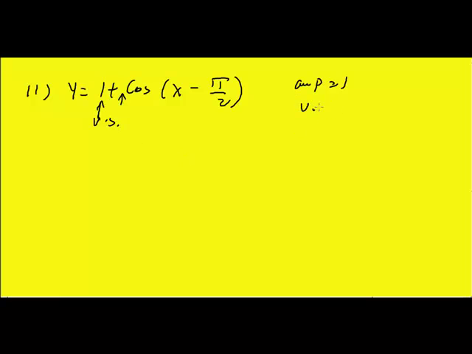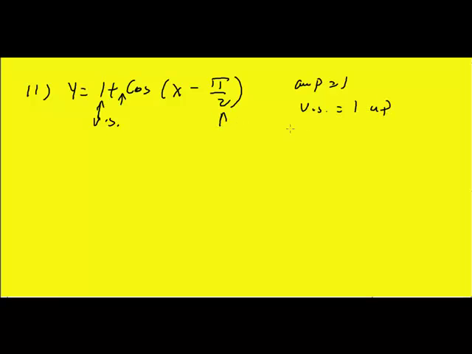Alright. 11. Number 11, I have y is equal to 1 plus cosine of x minus pi over 2. Okay, this is a cosine function that has an amplitude of 1, because there's 1 right here. But that's really the vertical shift right there. They just put it out in the front. Okay, so you have a vertical shift of 1 unit up.